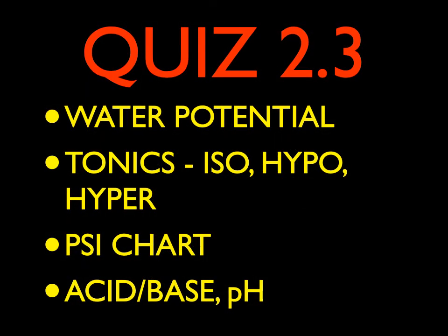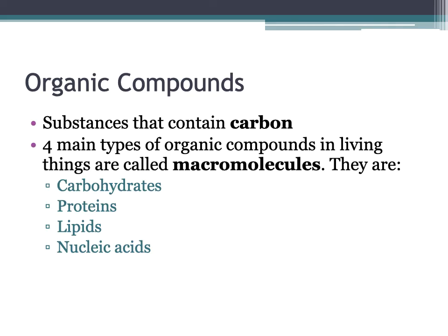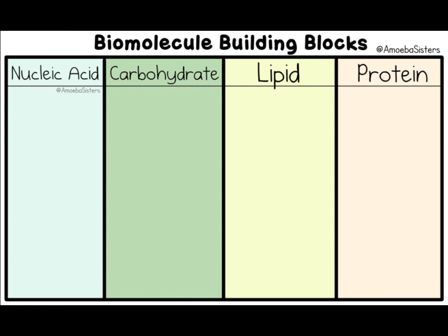That takes us to quiz 2.3 over water potential, the various tonics again, the psi chart, and acids, bases, and pHs. Section 2.4 takes us to organic compounds, which are things that contain carbon, and they are the 4 major macromolecules, including carbohydrates, proteins, lipids, and nucleic acids.